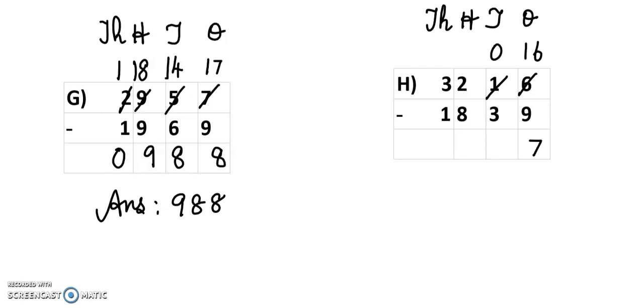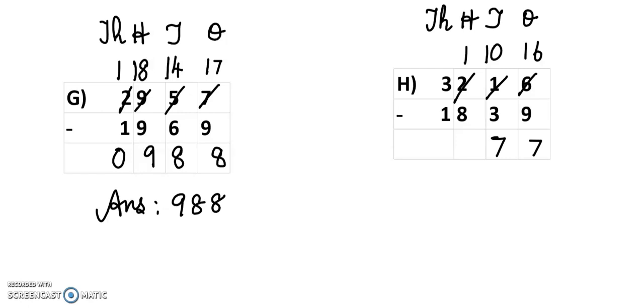Again 0 minus 3, we can't subtract. So we have to borrow from the hundreds place. So 2 becomes 1. So 0 becomes 10. So 10 minus 3. 3 after: 4, 5, 6, 7, 8, 9, 10. So 7 is the answer.